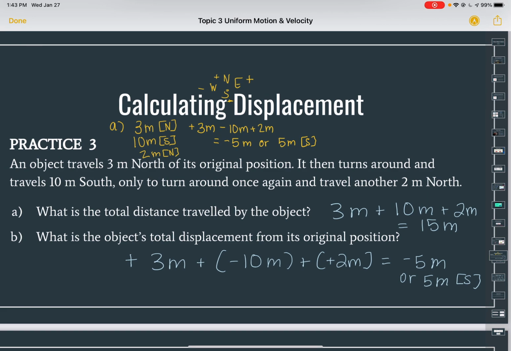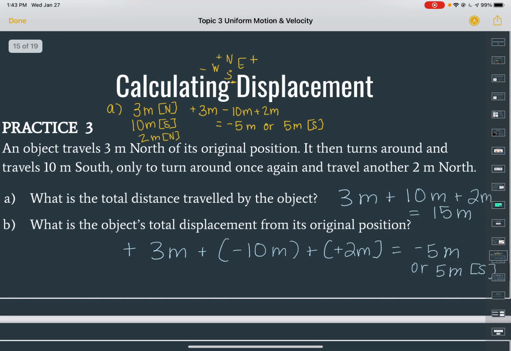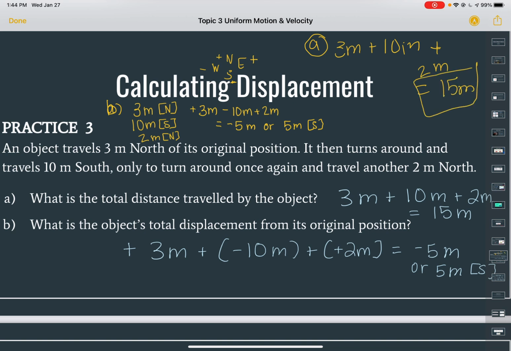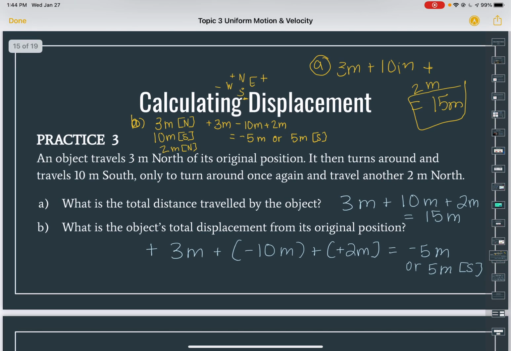Oops, I just did the displacement. I think that's actually B. I wasn't reading the question. But A is just finding our distance, and our distance here, we went 3 meters plus 10 meters plus 2 meters. So we would add all of that together, which gives us 15 meters. So distance doesn't require any sort of direction. So we don't need those negatives and positives, and we'll just be basically adding up what we got there.